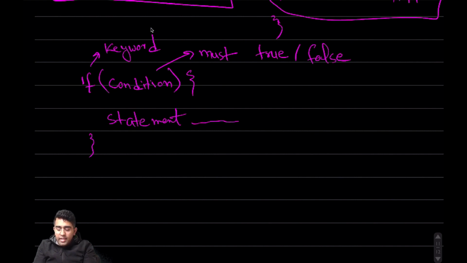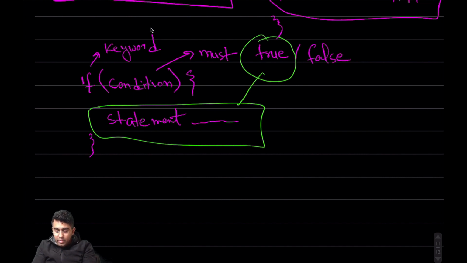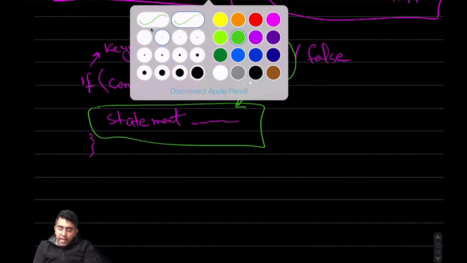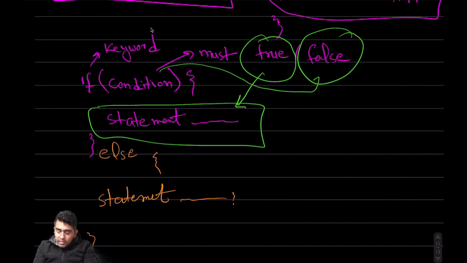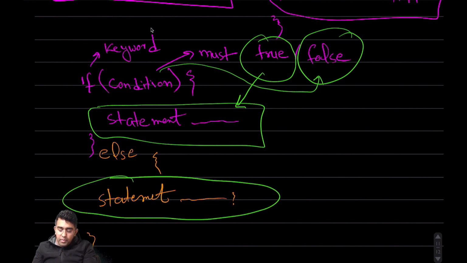Here we'll write our statements. That could be statement 1, statement 2, statement 3, as many statements as you want to put in there. Now if this condition returns true, then this part of the code will be executed. And if this is not true, we say else, then we write another block of code, and here we have another statement, and we write as many statements as we want. If this condition is false, then this part of the code will be executed.